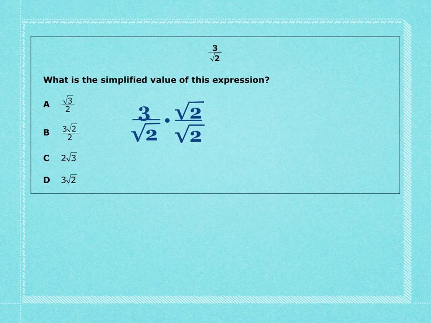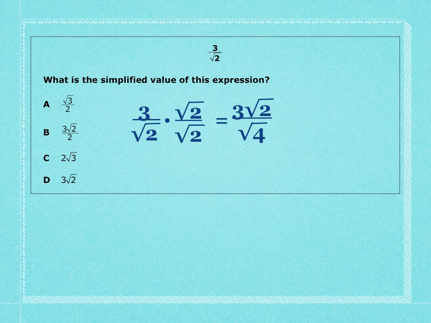I cannot combine my numerators or multiply 3 times 2 because 2 is a radicand and 3 is just a constant, so I cannot combine them. But when you look at the denominators, the square root of 2 times the square root of 2, both 2's are radicands, so I can multiply them to get the square root of 4.